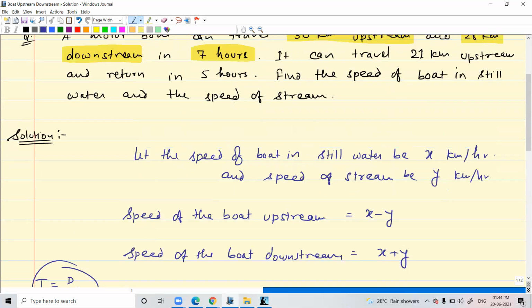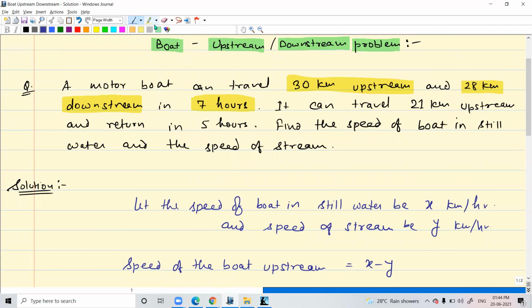So using the same logic, we will do the second part of the question. What does it say? It says that it can travel 21 kilometers upstream and return. So what does the word return mean? It went 21 kilometers upstream, so it has to, of course, come back the same 21 kilometers down again, right? Even though it's not mentioned here, the word return means that downstream also it has come back 21 kilometers, and it has taken 5 hours to do this.